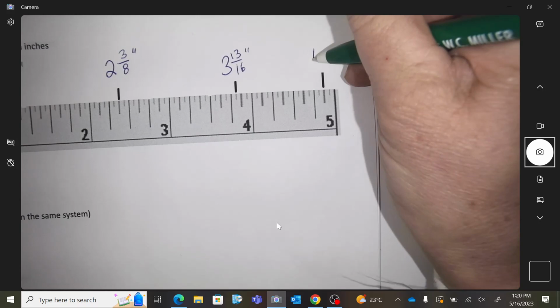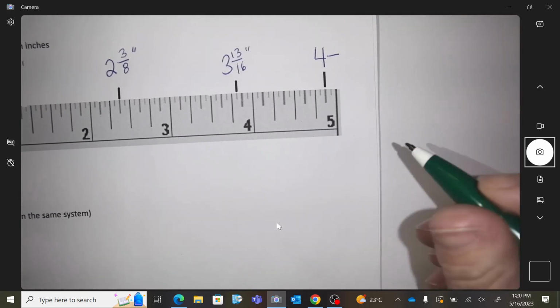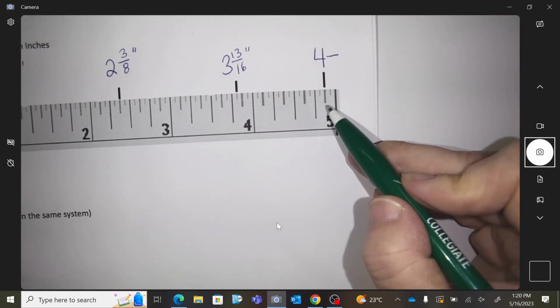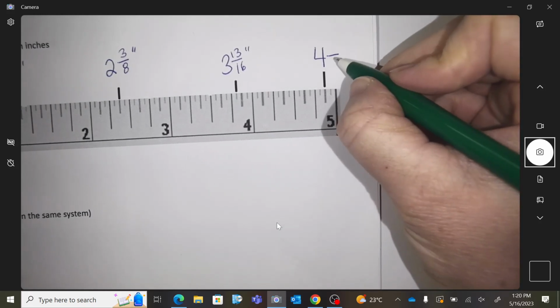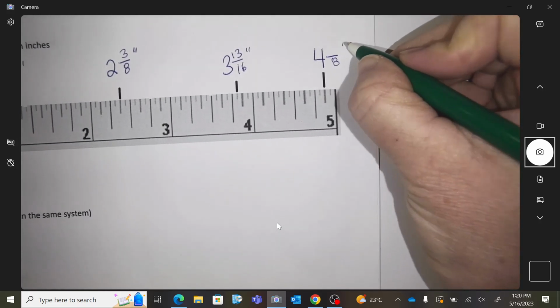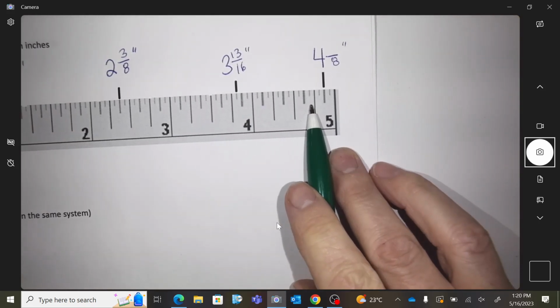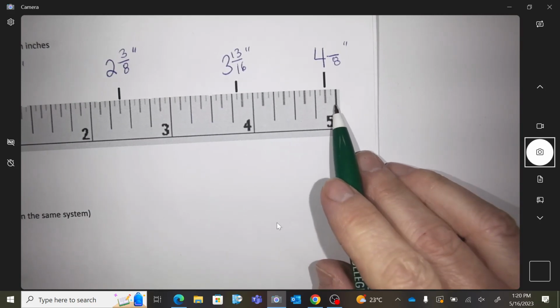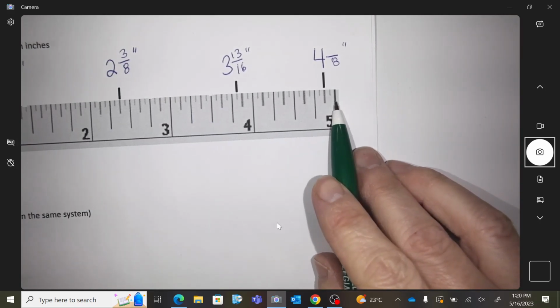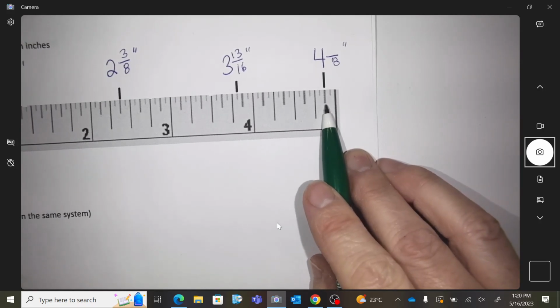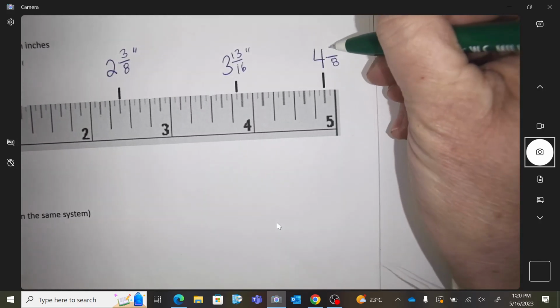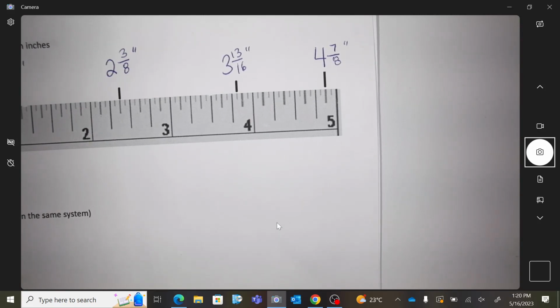And the last one is 4 full inches, and it is on a medium tick mark. So what's on the bottom of my fraction? 8. So again, I'm going to count backwards. If this is the full deal, which is 8/8, this should be what? 7/8. Okay?